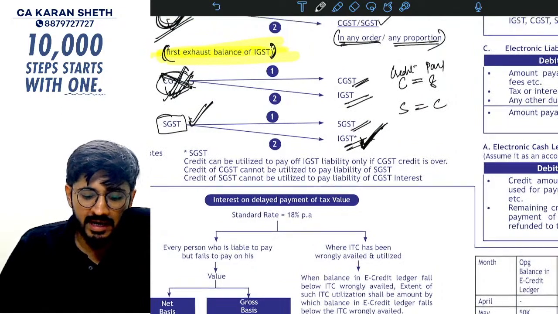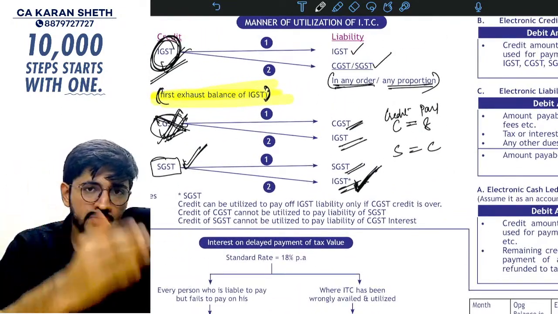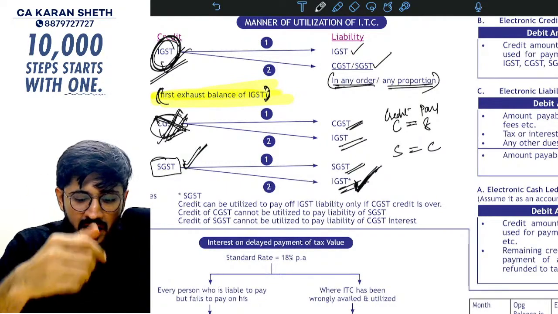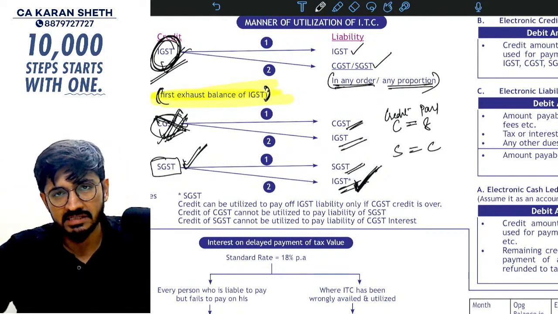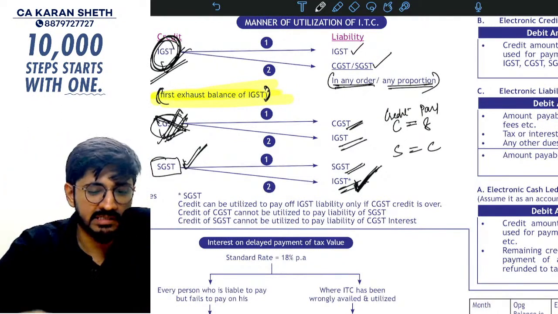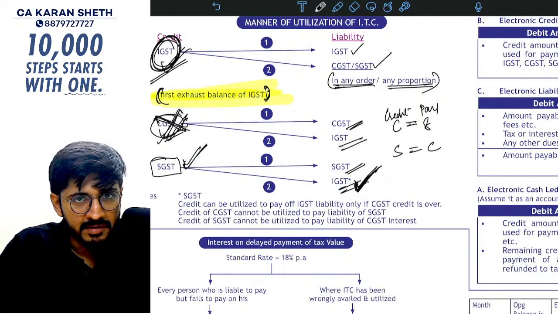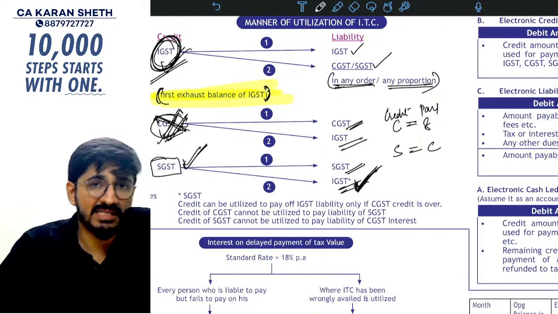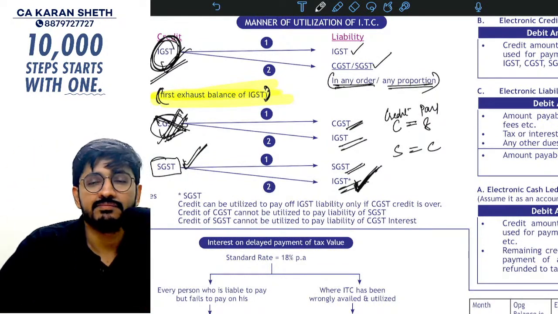So again, please revise, my dear friends. IGST credit will be used to pay off IGST liability. If the balance is left, IGST credit will then be used to pay off CGST and SGST liability. But first, at any cost, you will exhaust IGST. Next, you have CGST credit. Use it to pay off CGST. If it is left over, use it to pay off IGST. And the last is SGST. Use it to pay off SGST. If it is left over, then use it to pay off IGST.